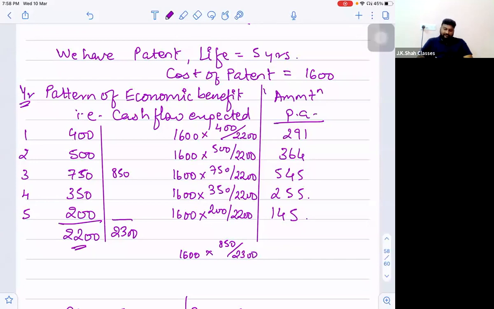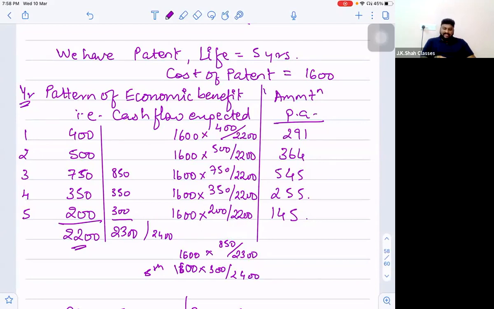Right? And say in the fourth year it remains the same at 350, no problem. But in the fifth year it becomes 300. So for the fifth year, what will happen? If this becomes 300, the total becomes 2,400. So for the fifth year, what will you show? 1600 into 300 divided by 2,400. So technically your asset will get completely written off. Full 1600 will be written off, not to worry at all.